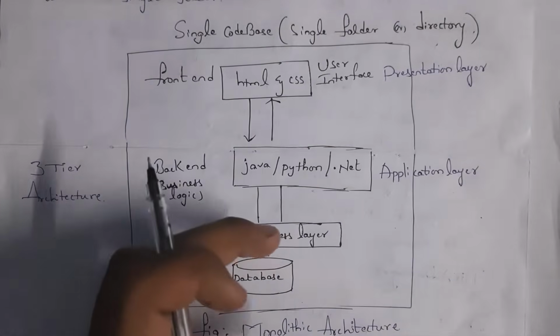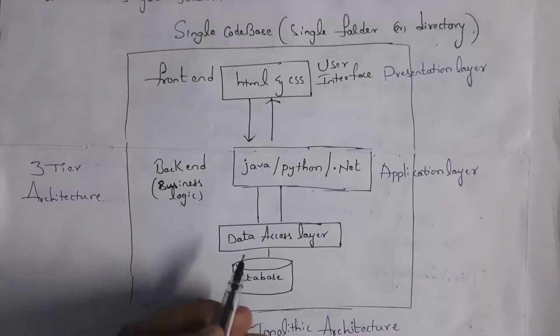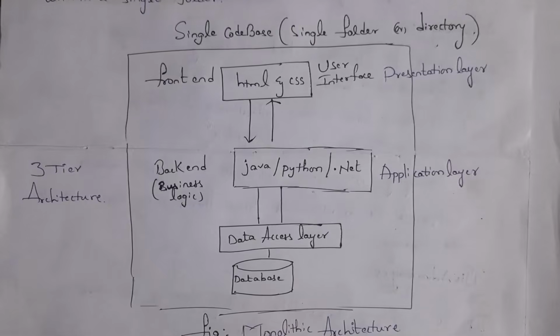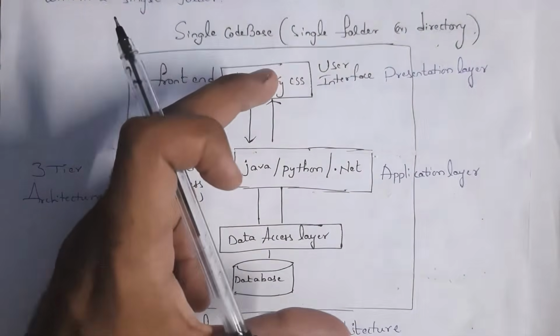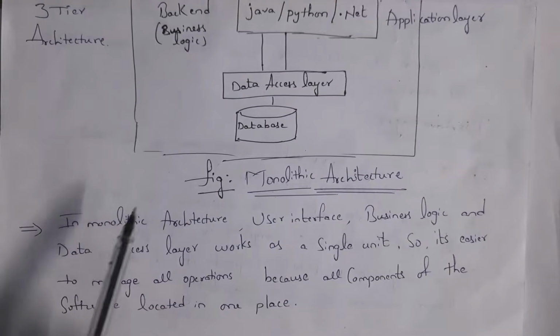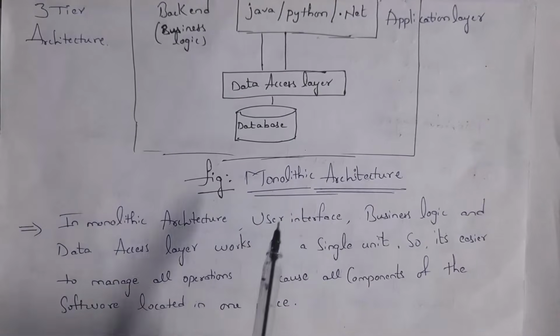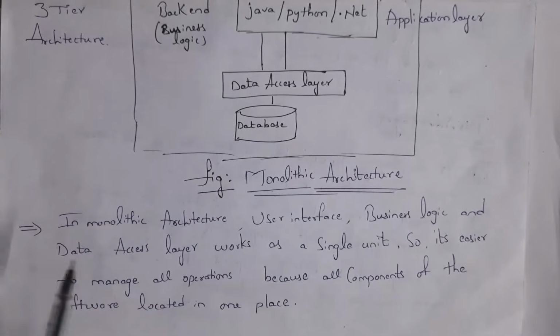And the third component is the database. The database will store complete data related to the application. So we call this database the data access layer because we can access data. So these are 3 components. So we can also call this monolithic architecture a 3-tier architecture. In monolithic architecture, front end, that is user interface, and back end, that is business logic, and as well as data access layer, that is database, work as a single unit.